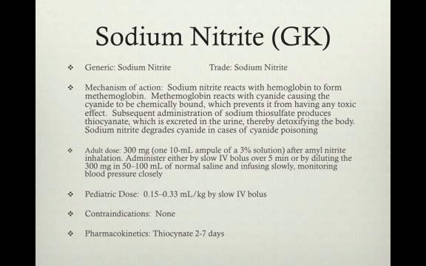Adult dose on this, 300 milligrams. Administer either by IV bolus over 5 minutes or by diluting 300 milligrams in 50 to 100 mLs of normal saline and infusing slowly. Monitor the blood pressure closely. Pediatric dosing, 0.15 to 0.33 mLs per kilogram by slow IV bolus. Contraindications are none. Pharmacokinetics, thiocyanate in 2 to 7 days.